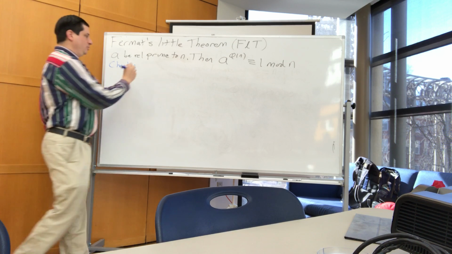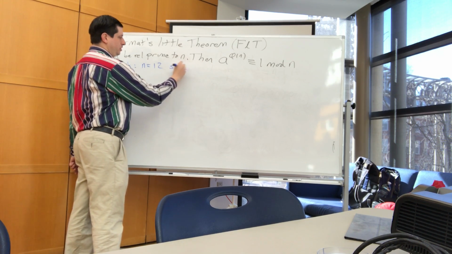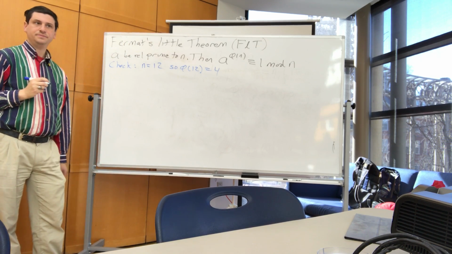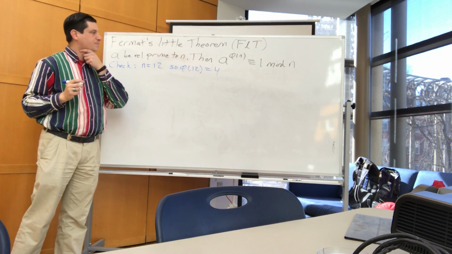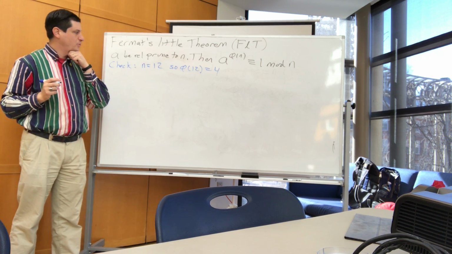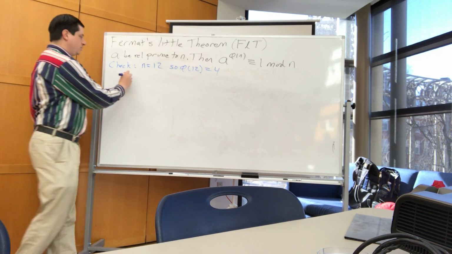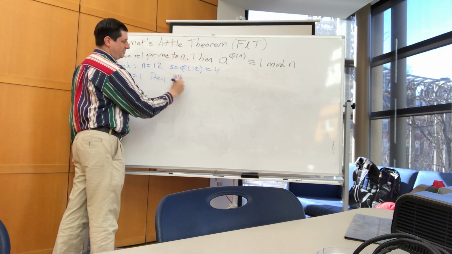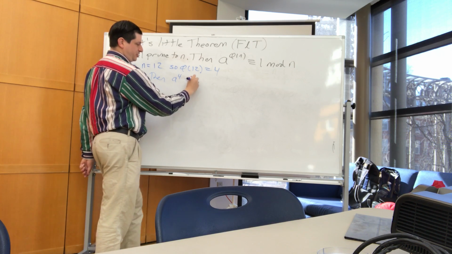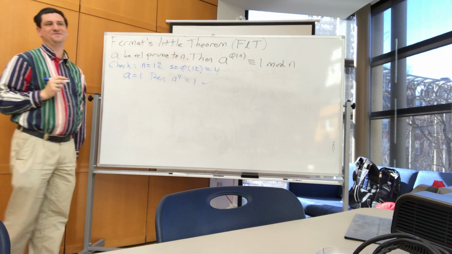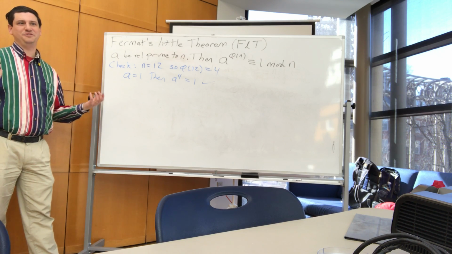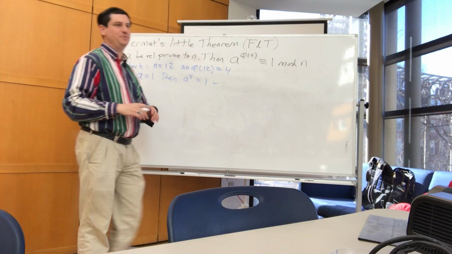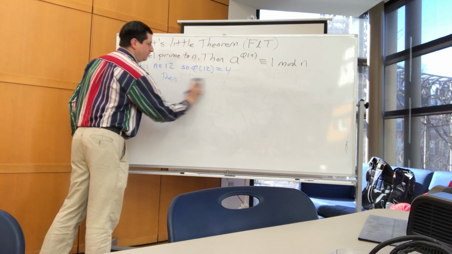Let's do an interesting case. Let's do n equals 12. So phi of 12 we've said is 4. I need a number that's relatively prime to 12. All right, let's take a equals 1. This is kind of stupid. Then a to the 4th is just 1, so it works. It's really not that impressive if I take a equals 1. So I need a number other than 1 that's relatively prime to 12. What should I try?